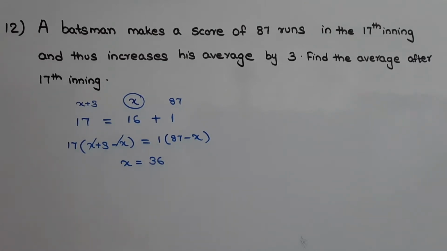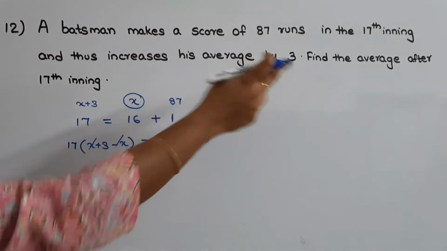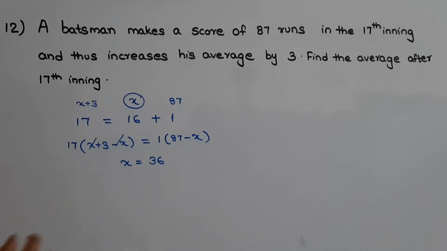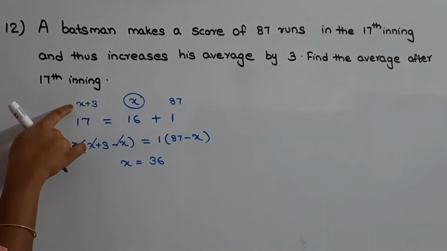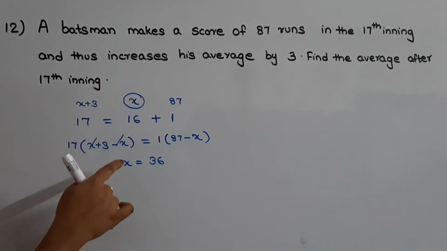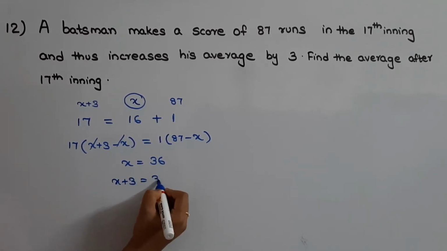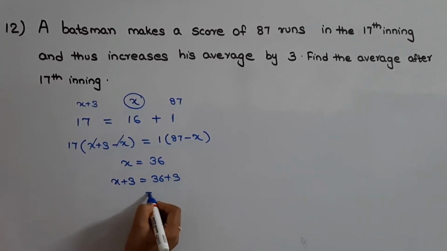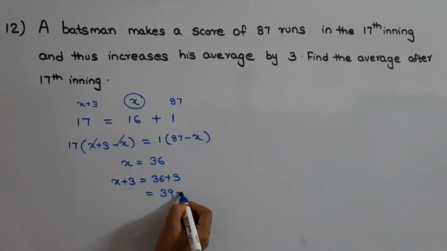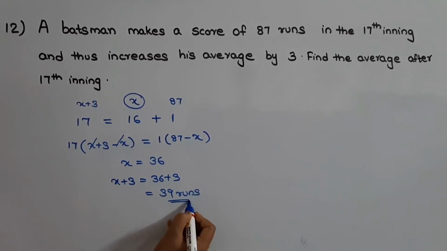So we need to find out the average after 17th inning. So the average after 17th inning is x plus 3. So if x is 36, x plus 3 will be equal to 36 plus 3, that is equal to 39 runs. So this is the average after 17th inning.